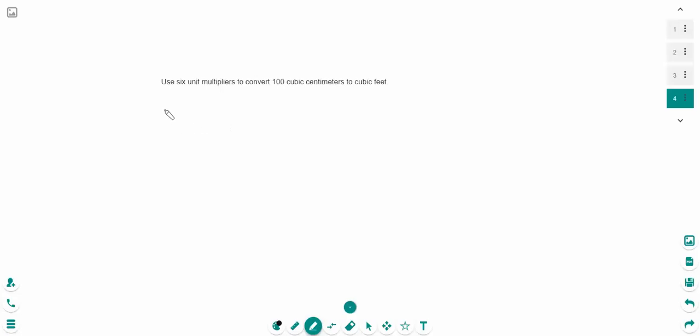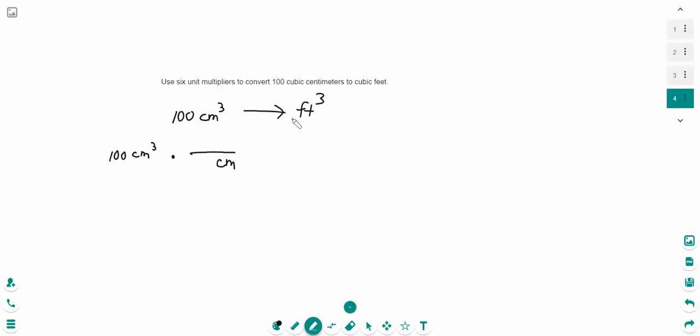All right, so let's do this one. So we're trying to go from 100 cubic centimeters, so 100 centimeters cubed, and we're trying to go from there to feet cubed. So how are we going to do it? Well, we're going to take this 100 centimeters cubed, and we're going to multiply it by a unit multiplier such that the centimeters will be cross-canceled. So we know we want a centimeter down here, so that those will cross out.